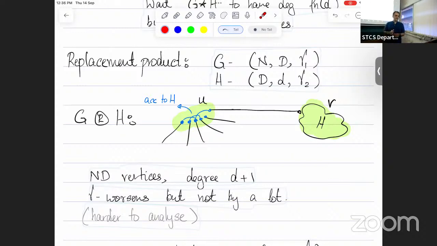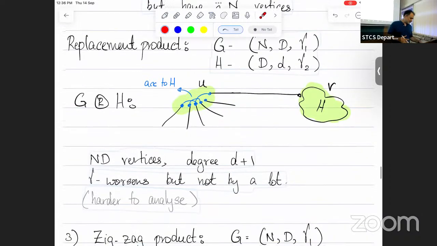Hopefully. The point is, you have H as a good expander on a small number of vertices with low degree. And G is a really good expander on a large number of vertices, except the degree is a little bit high. Now you're somehow trying to mix the two. Okay. So this is what is called the replacement product, and it turns out to be more painful to analyze.